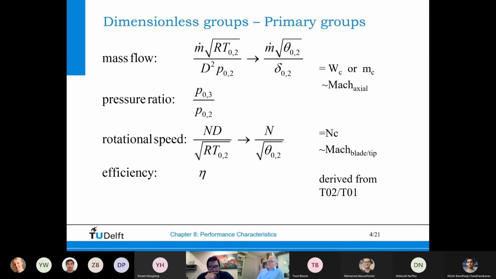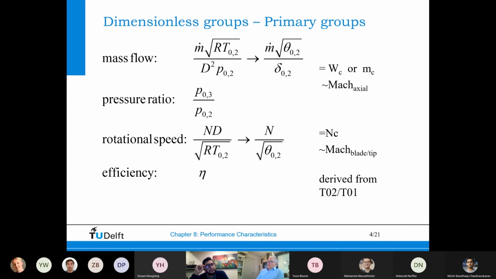Now, the primary groups are a group for mass flow. So we make mass flow non-dimensional by the term on the top left. So mass flow times the square root of the gas constant times the total inlet temperature over diameter squared times the total inlet pressure.